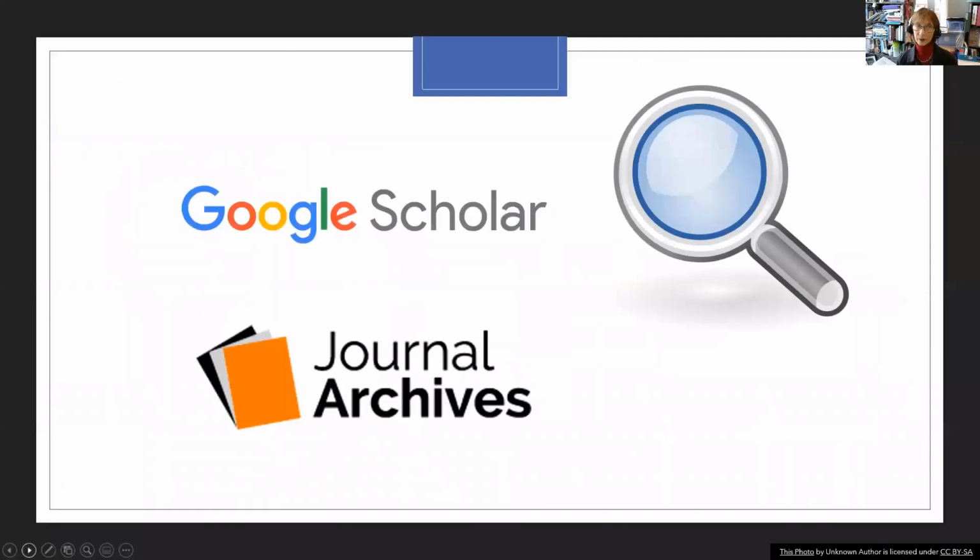Two tools that are helpful here: Google Scholar, if you're not familiar with that. It's a great thing to use, and it specifically doesn't bring up everything else in the Google world, but brings up scholarly works. That is a really good resource. And then there's going through the journal archives and the search features that are part of journals, where you can find what's been done before.